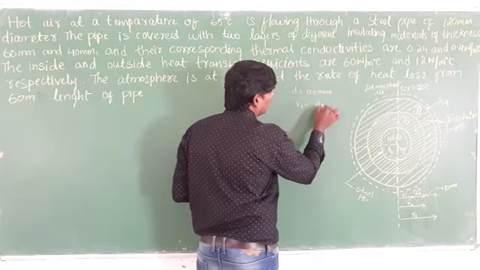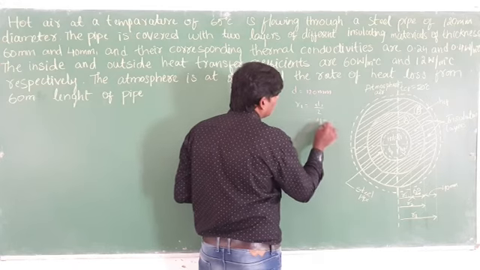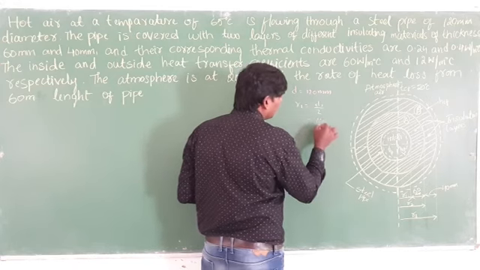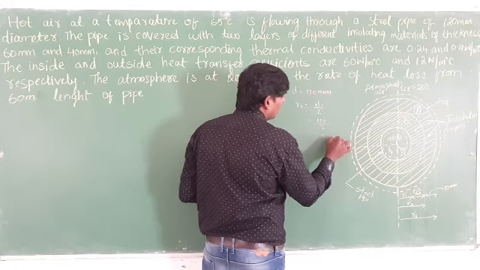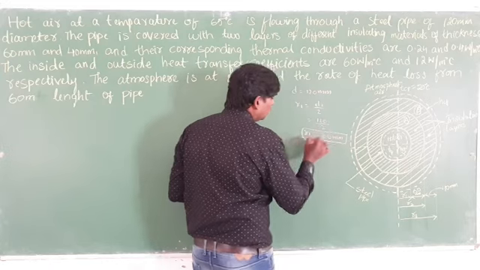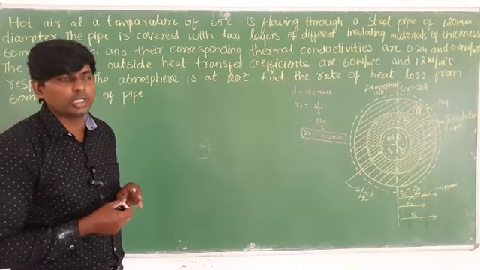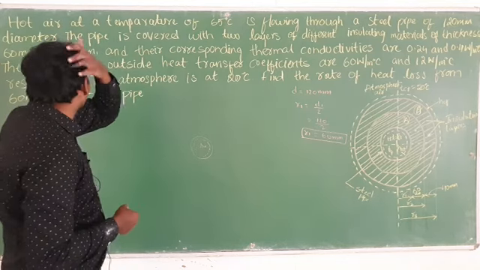R1 is equal to D1 by 2, that is 120 mm divided by 2. How much is it? 60 mm. So here you got the value of R1. R1 is equal to 60 mm. After that, what is given?